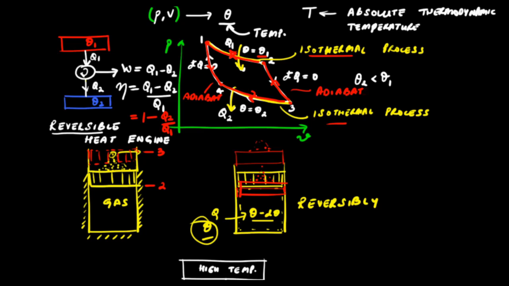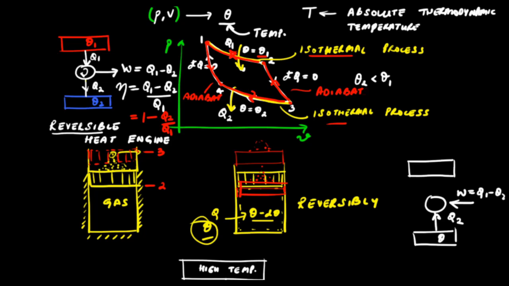So in that case, if you have this refrigerator that is the opposite of this engine operating on a Carnot cycle, then it will consume work which is Q1 minus Q2, and this refrigerator will extract heat Q2 from a low temperature reservoir at temperature θ2 and will reject heat Q1 to a high temperature reservoir at temperature θ1, and Q1 is greater than Q2, and the work that is supplied in one cycle to operate such a refrigerator on a Carnot cycle is equal to Q1 minus Q2.